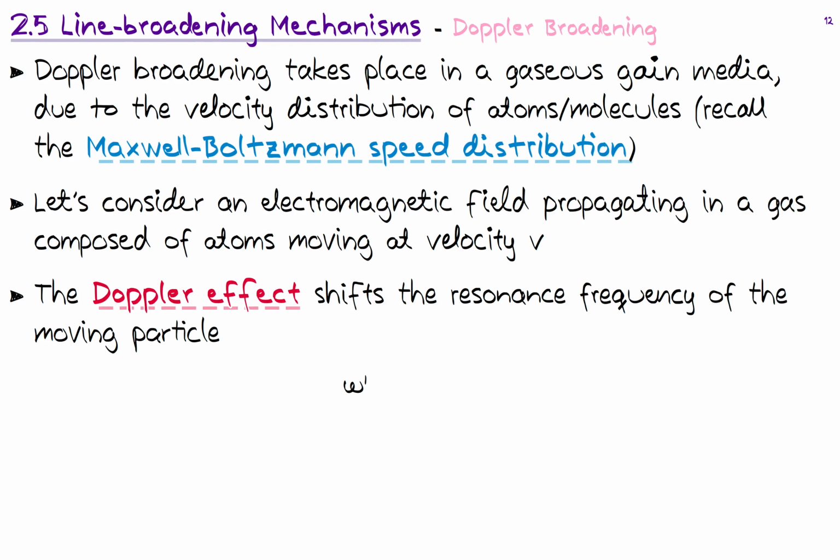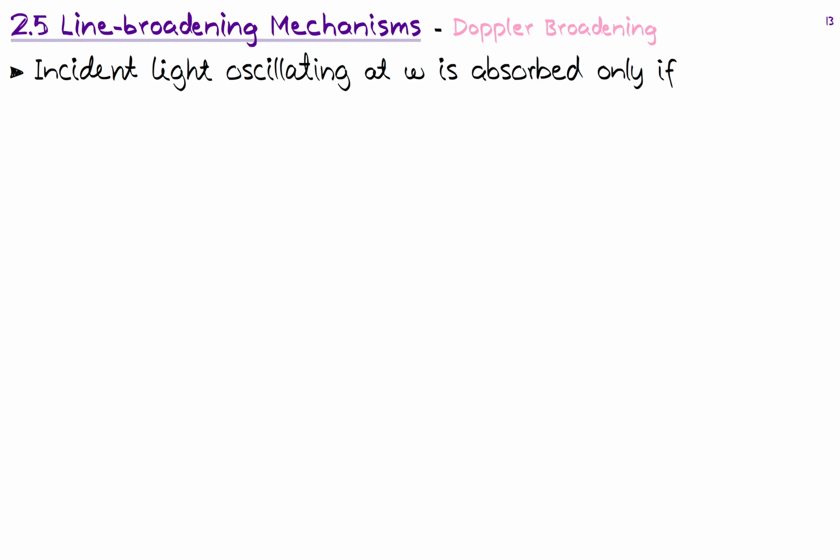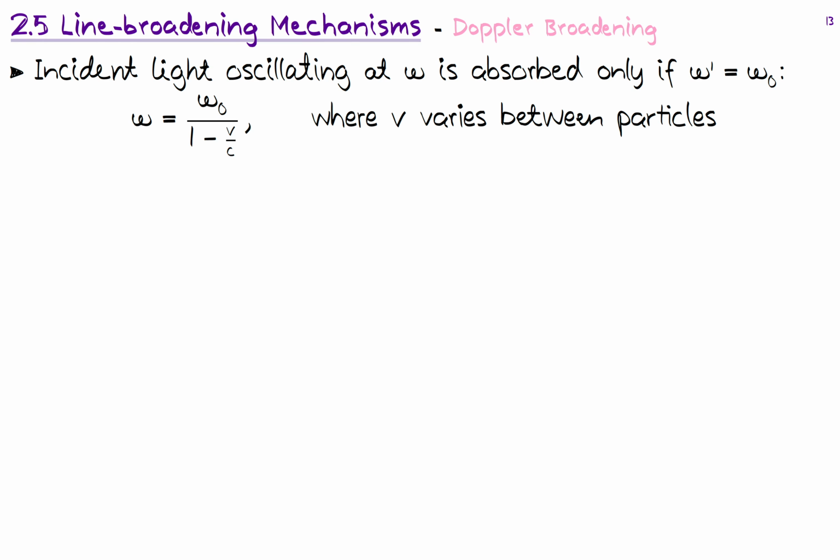So the new resonance frequency omega prime is given by the original resonance frequency times 1 minus v per c, where c is the speed of light. This is how we get broadening due to the gas atoms moving with different speeds with respect to a still atom. Now, incident light oscillating at the frequency omega is absorbed only if it hits exactly this changed frequency omega prime. So we can write that omega equals omega naught divided by 1 minus v over c, where v varies between particles, atoms.